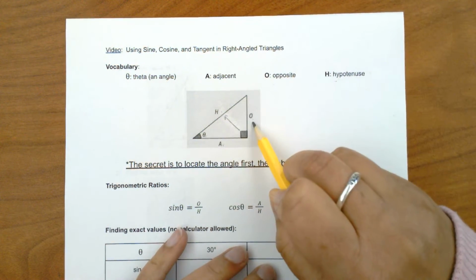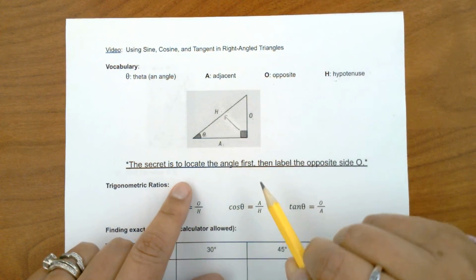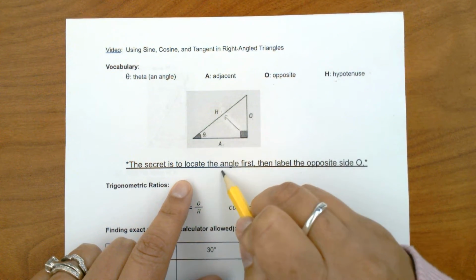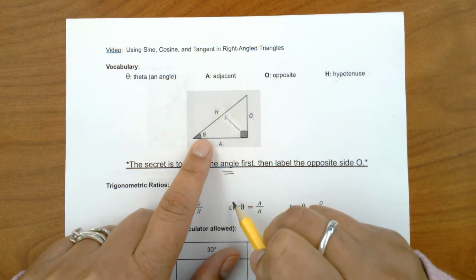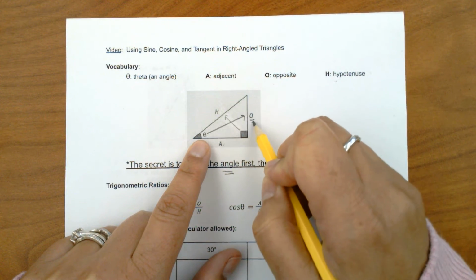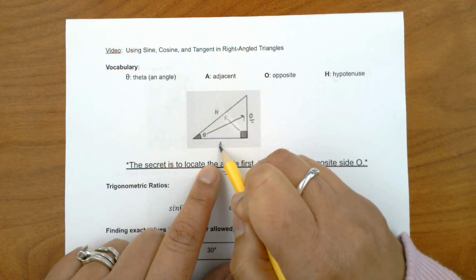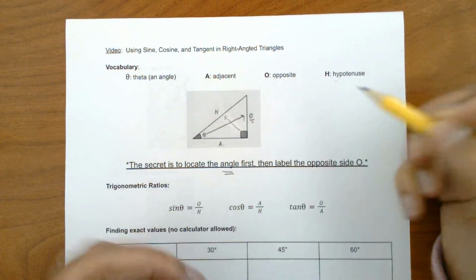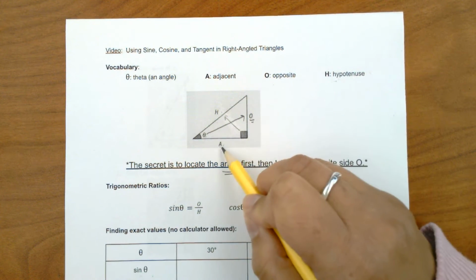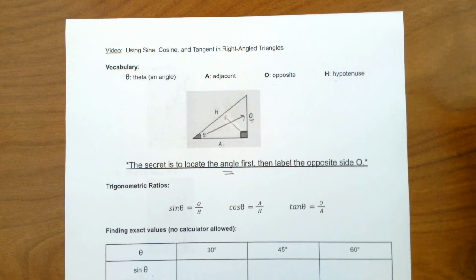Okay, so we have the opposite side and we have the adjacent side. How do we label them? What is the secret? The secret to labeling which one is O and which one is A is to locate the angle first. So here's our theta. Once you locate the angle, the opposite side is across from it. Then you can say the other side is going to be the adjacent. Adjacent just means next to. So the adjacent is next to the angle. These opposite and adjacent sides are also connected by the right angle in right-angled triangles.